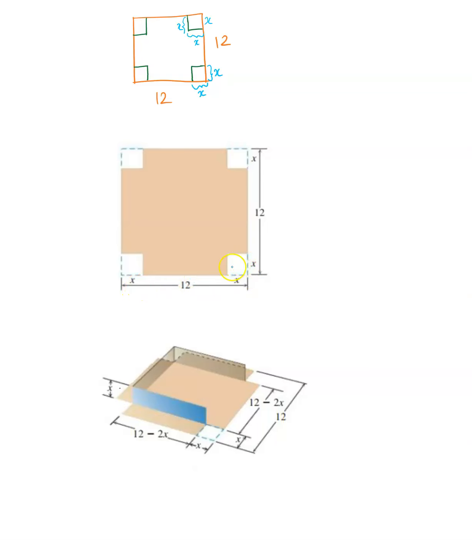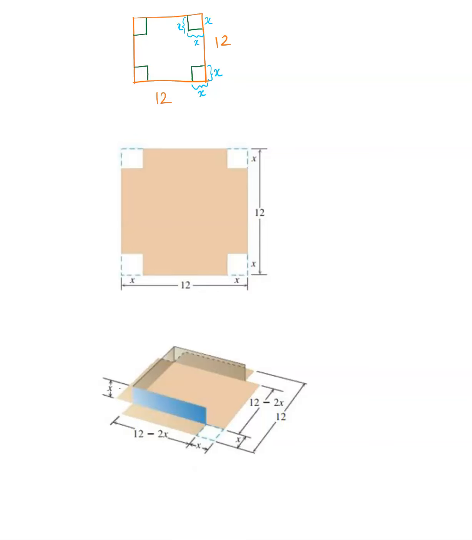Okay, this is after the squares were cut off. So when you bend up the sides, you get this box. And so the sides of the box, after bending them up, would be 12 minus 2x, because you took away an x from one corner and from the other corner. And that's going to be true on all four sides. That's what is shown here.